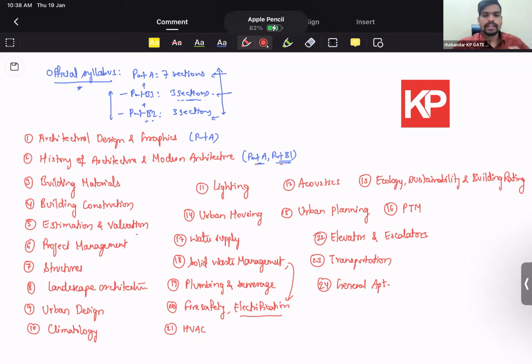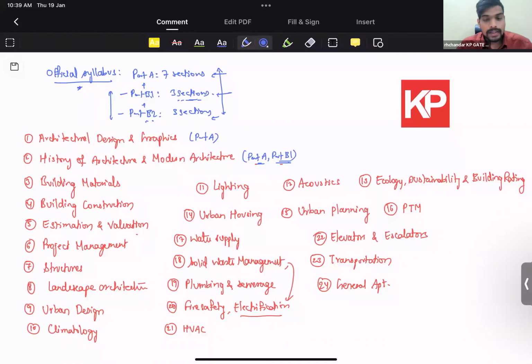So we will have the study of all these 24 subjects, which covers 100% of the syllabus of the GATE examination. Considering the official syllabus, we have divided the list into these 24 subjects, which will make a 100% preparation, including the architecture part, planning part, common part, and also the general aptitude part. So that's the structure we will be following for your preparation.